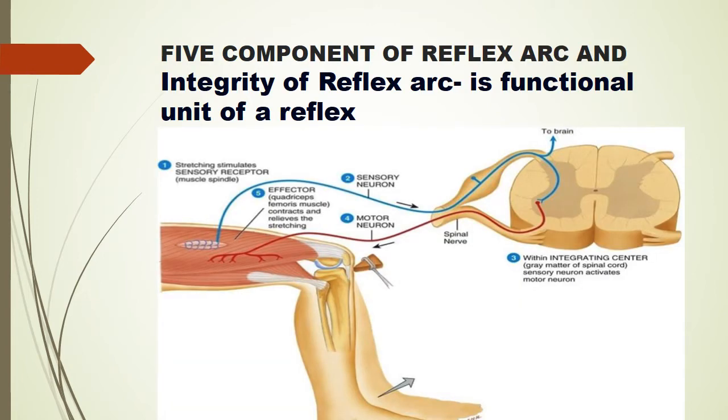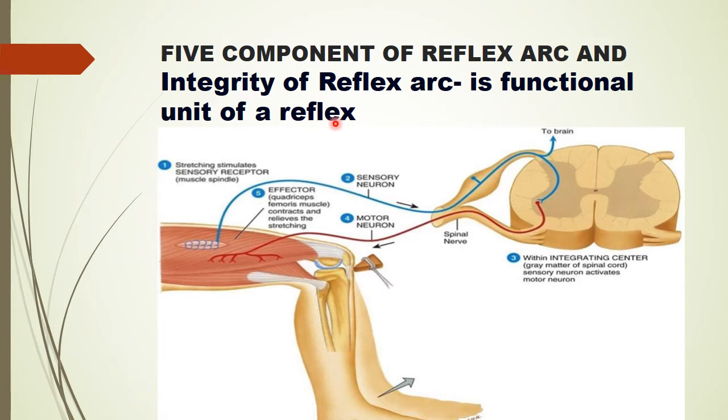Reflex arc consists of 5 components. These 5 components form the integrity of the reflex arc, and this integrity of the reflex arc is the functional unit of a reflex. Why do we say it is a functional unit of a reflex? Because with a lesion of any one component out of the 5, you are not able to elicit the reflex properly.